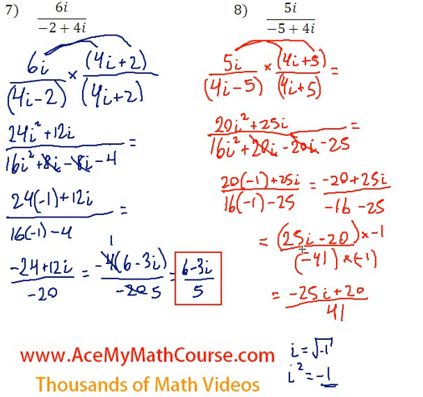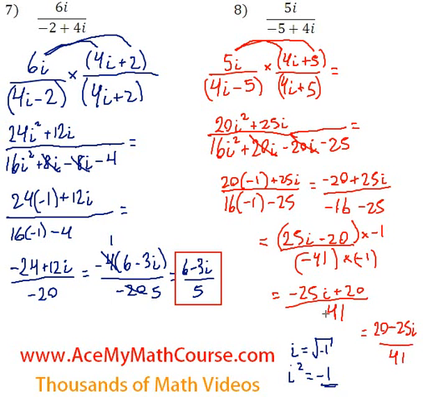You can be asking yourself why I switched these guys. The negative 20 I wrote over here, the 25i I chose to put it over here. I don't need to do that. That was just a personal preference because I wanted to put the positive first. Now I would have to switch them back again to make it 20 minus 25i all over 41.